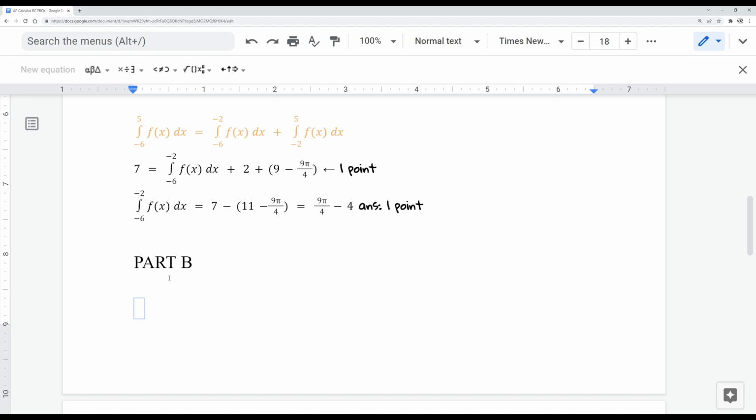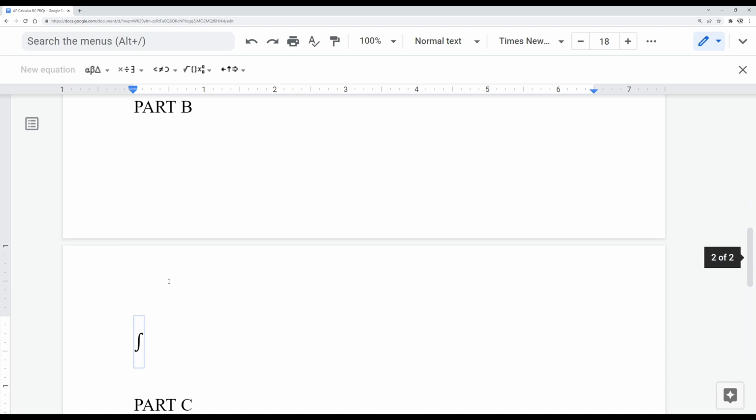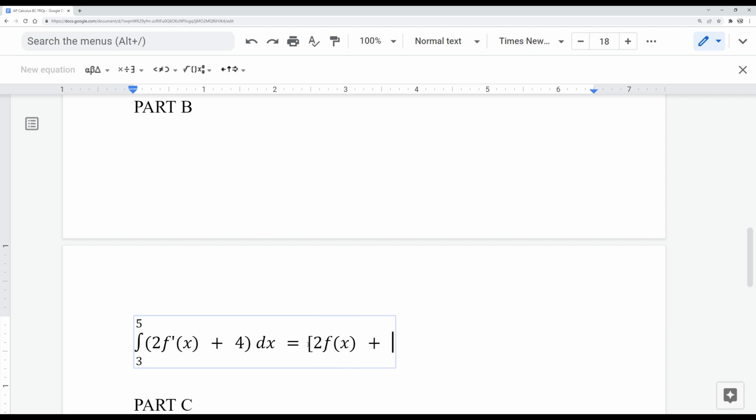So let's just write that here. The integral from 3 to 5 of 2 f prime of x plus 4 dx equals. Now we know the second fundamental theorem, so the integral and the derivative cancel out. But remember, the 4 is just there, so we have to make sure we remember what to do with it. So it's just 2f of x plus 4x, because the x needs to be tacked on.